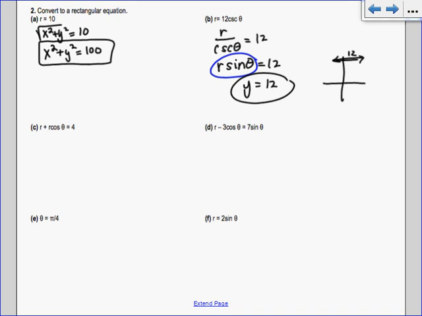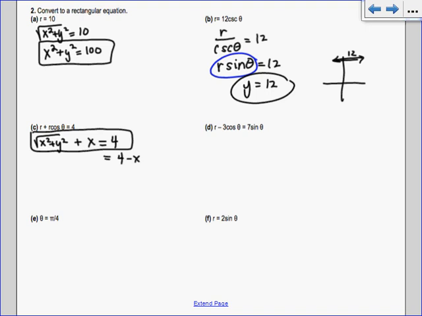All right, so the next one. So if I have r plus r cosine theta equals 4, r is the square root of x squared plus y squared. And then r cosine theta is just x. So we have the square root of x squared plus y squared plus x equals 4. And if you really wanted to write it in a different form, what you could do is subtract. I'm fine with leaving it this way.